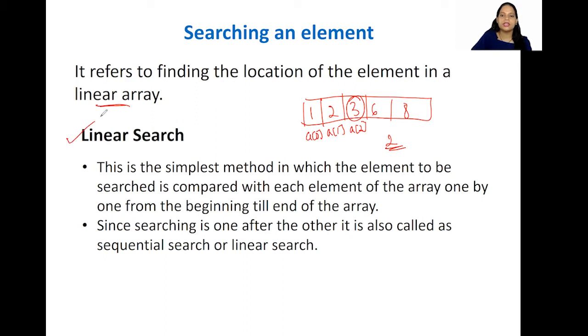The first one is linear search and the second one is binary search. Now let us see what a linear search is. Linear search is the simplest method, in which the element to be searched is compared with each element of the array one by one.